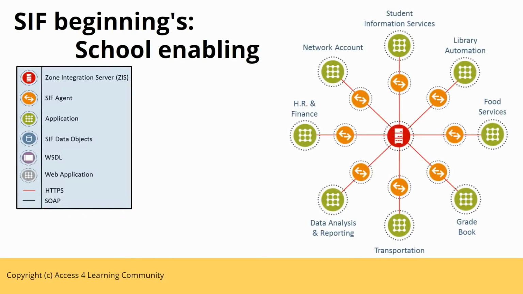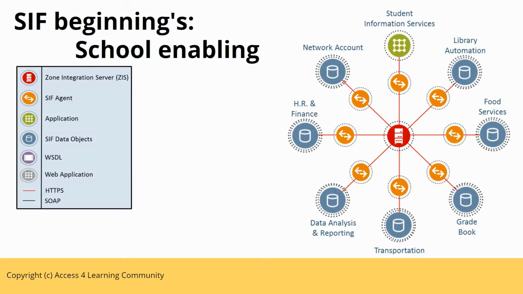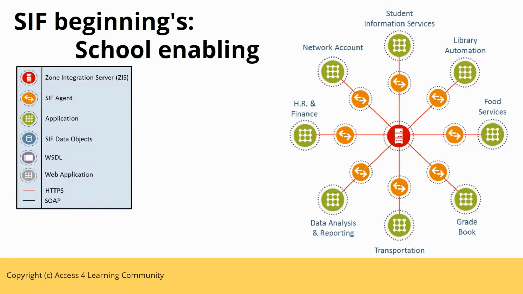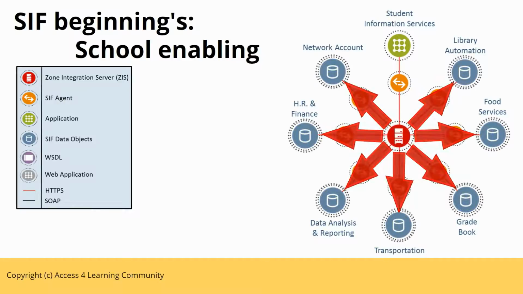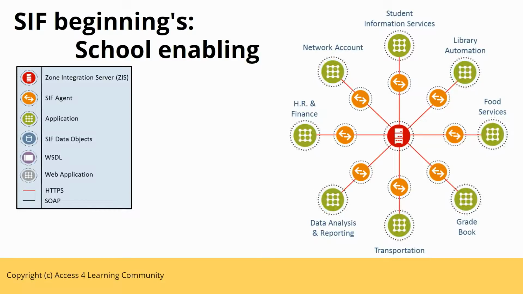Constructing a common language for educational applications to communicate sounds simple, but it's taken over a decade of work from hundreds of volunteers, and it's still evolving. Creating a shared language is only part of the solution. There must also be an agreed-upon mechanism for information exchange, or an infrastructure. Because of the SIF infrastructure, when application A speaks, the message it sends will be routed to the right listener and is guaranteed to get there safely and securely.